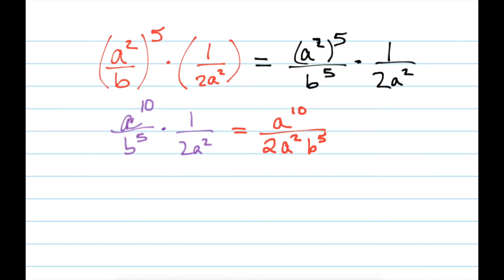The last step is to combine those two a's using my quotient of powers property. So what do I do with those powers? Since I'm dividing, I subtract them. I have a to the 8th on top, and the 2 and the b to the 5th stay on bottom. That's all it takes.